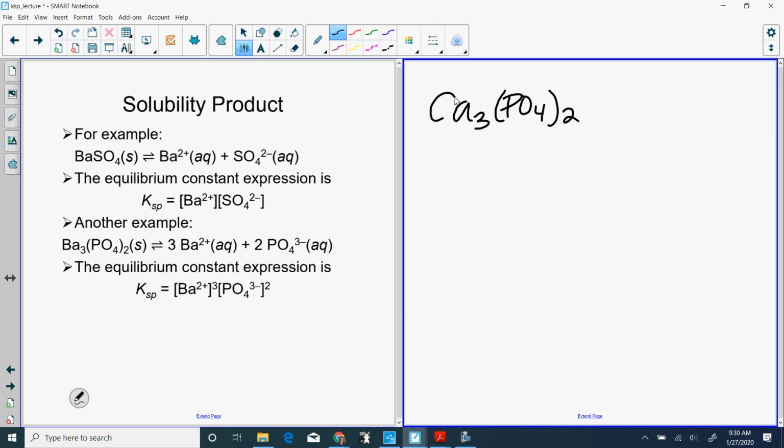So go ahead with your battle buddy. Go ahead and write your equilibrium expression. Make sure you balance your equation, and then after that, can you write your KSP?